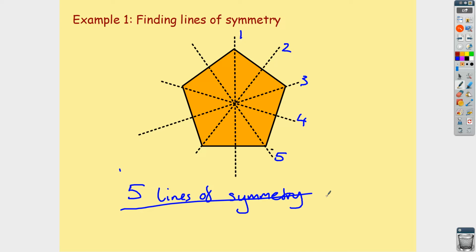Okay, so that's the first type of question that can be thrown at you, and you just have to take your time, look at the shape, and make sure that each of the points is reflected or mirrored across the line perfectly, okay?